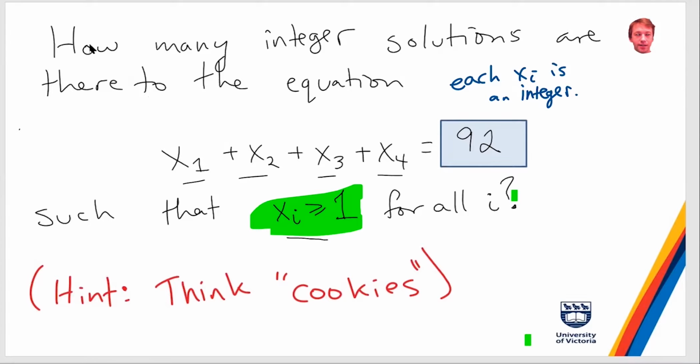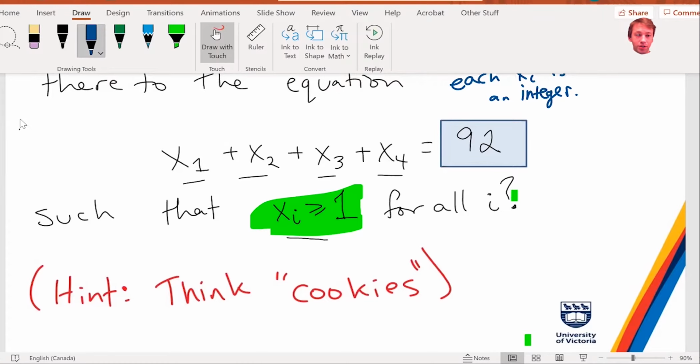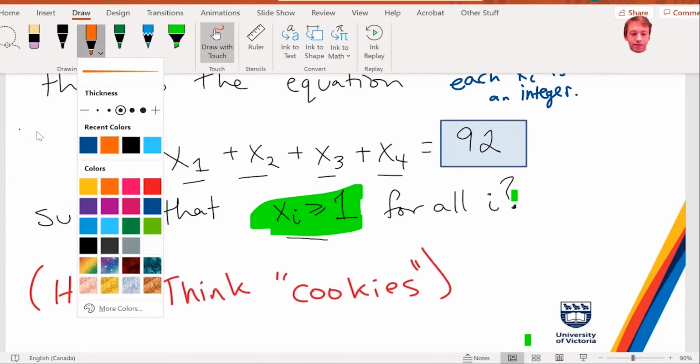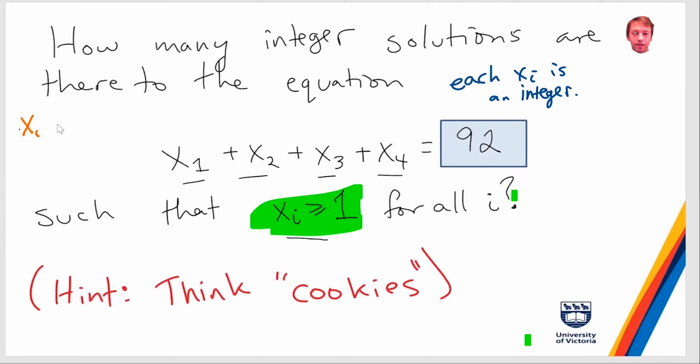Think about xi as being the number of cookies that child i gets. Yeah, exactly, 92 cookies. It is important, by the way, that the cookies are all identical, or else this wouldn't be the same. But given that the cookies are all identical, you can imagine we're trying to give 92 units of something to x1, x2, x3, x4.